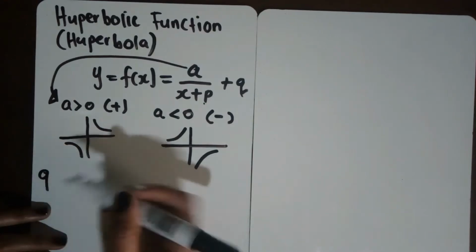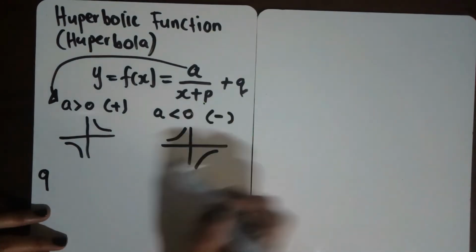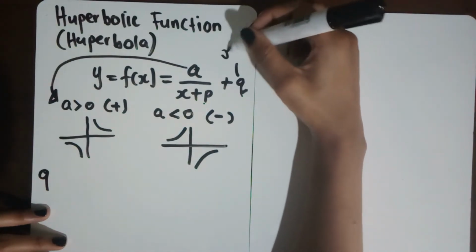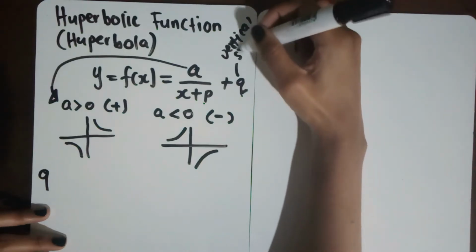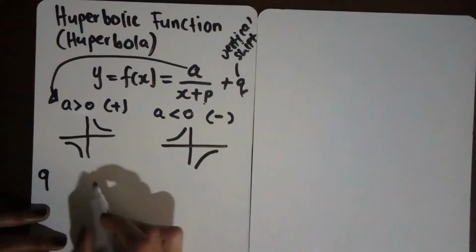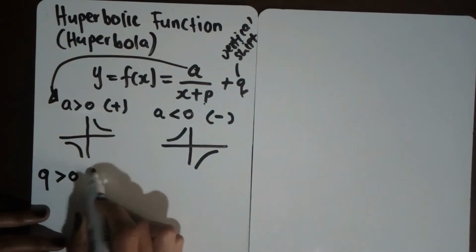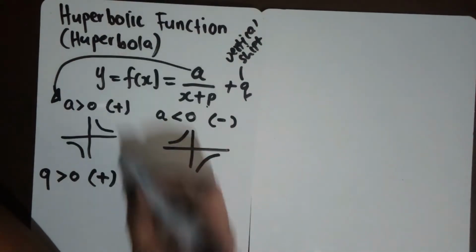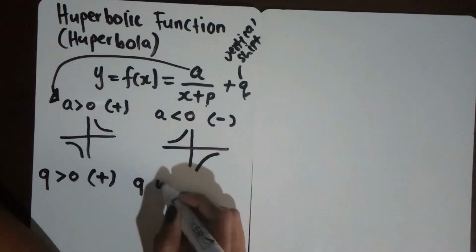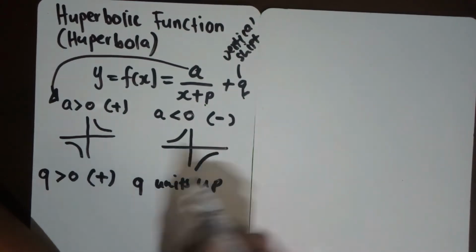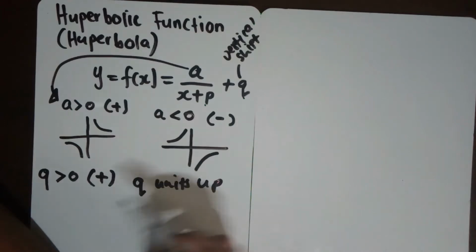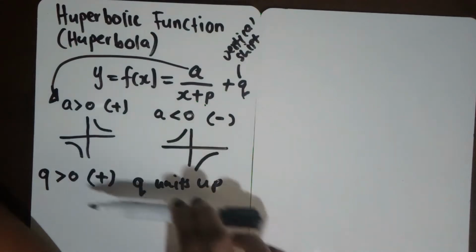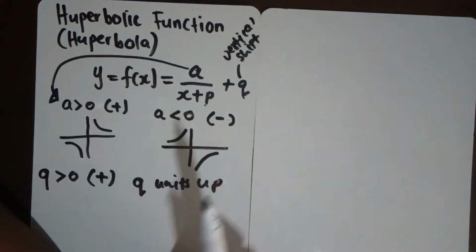Cool. So the other parameter we can define is this q over here. Let's say q is our vertical shift, still the same thing as in the parabola. If q is greater than 0, that means q is positive, and our hyperbola would have shifted q units up. So it will depend on what value q is. If it's 1, our hyperbola would have shifted 1 unit up. If it's 2, our hyperbola would have shifted 2 units up. I think you see what I mean.